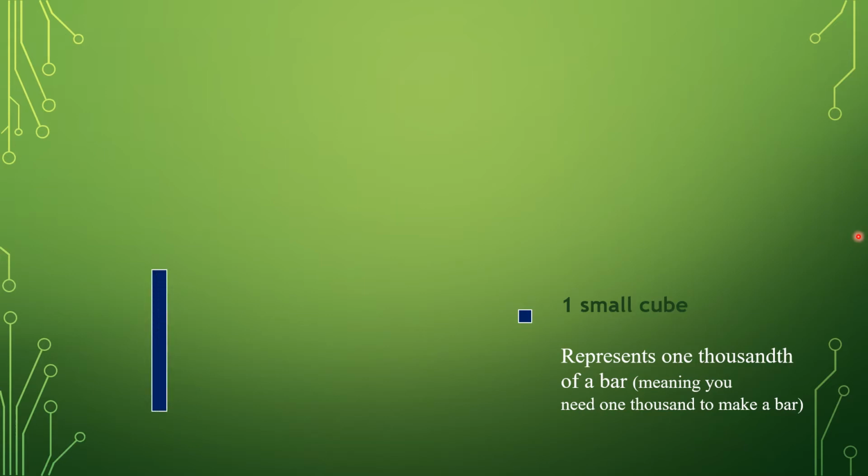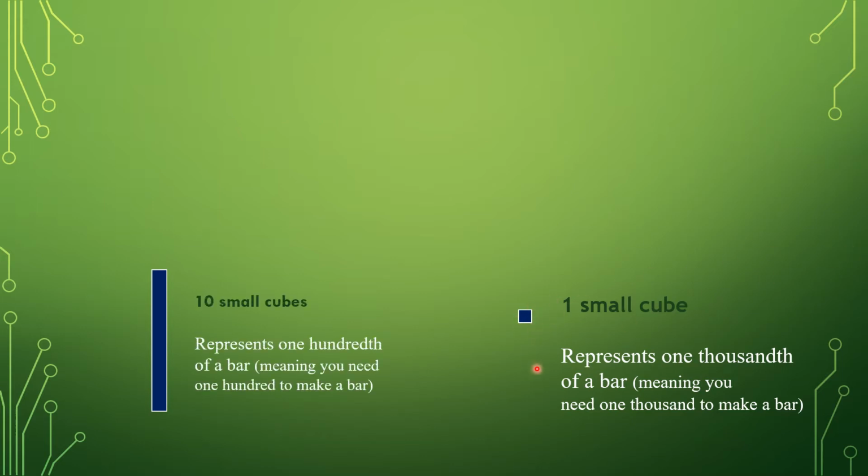It is this long rectangle. Now this long one, which looks like a stick basically, is a set of 10 small cubes. Now this was one small cube. If I take 10 similar small cubes like this, then this long stick will be formed. So this is made up of 10 small cubes. So what will it represent? It will represent 1/100th of a bar.